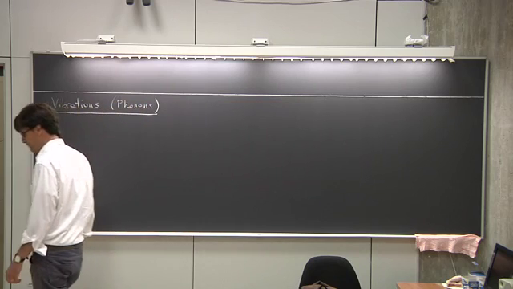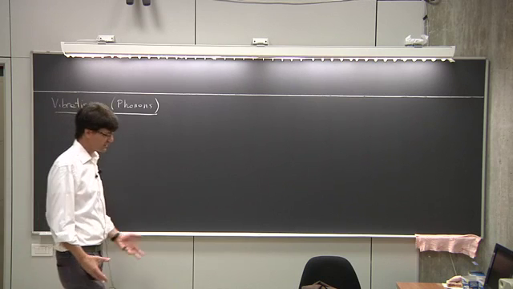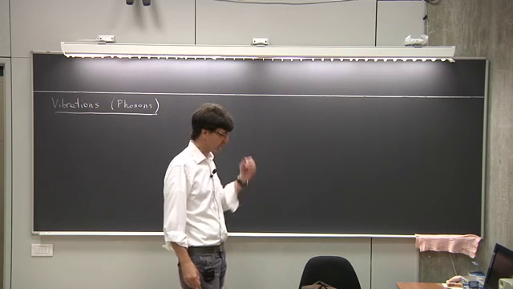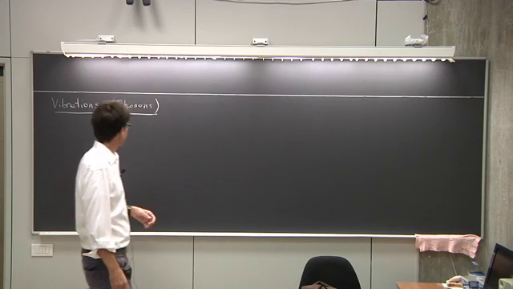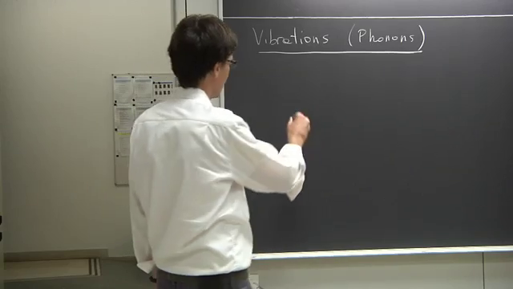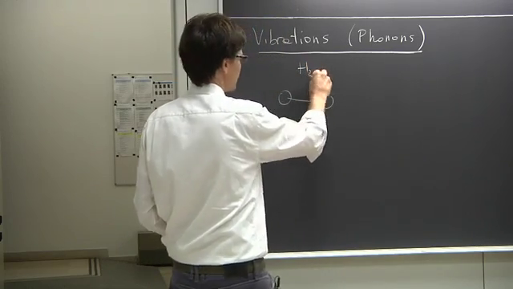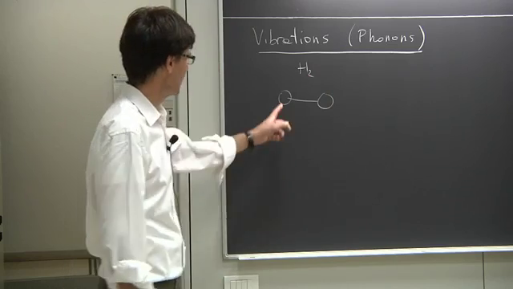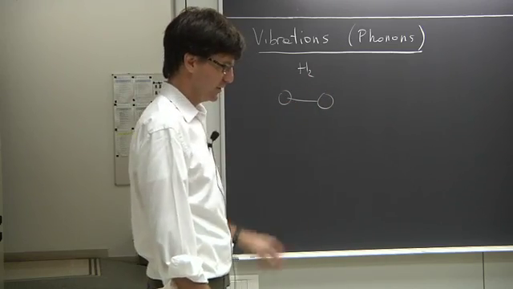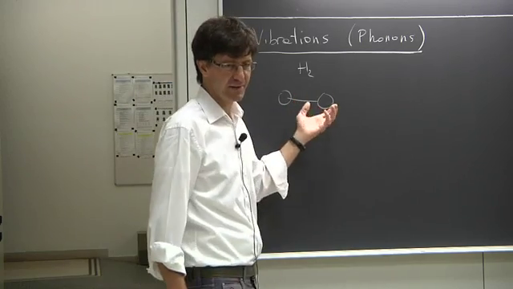So before we enter into the details of what happens in solids, in crystals, let me just very briefly analyze a much simpler situation, which is that of a diatomic molecule. Suppose you have a diatomic molecule. You can think of it as the H2 molecule, for example, right? So you have two nuclei, two electrons. Well, I'm drawing here balls and sticks, but you know what I mean.